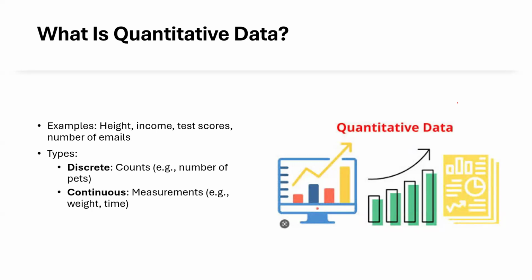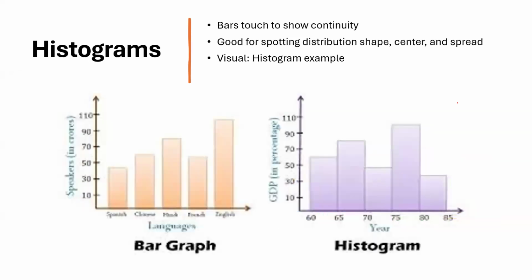When we graph these values, we often want to look for patterns in how they behave. Are they clustered in one area? Are they spread out? Are there unusual values? The graph helps us answer those questions visually.